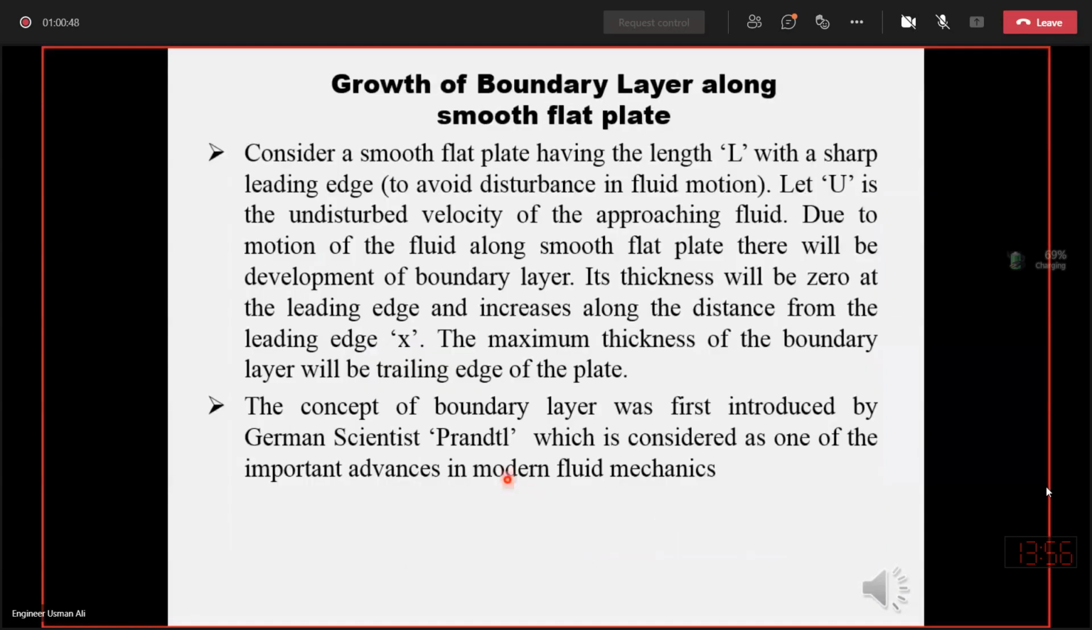The concept of the boundary layer was first introduced by the German scientist Prandtl, which is considered one of the important advances in modern fluid mechanics. Remember this, in modern fluid mechanics, we deal with the design of planes and other shapes, and also with the estimation of the power required to overcome the frictional drag of air and other fluids. So this frictional drag actually comes from the boundary layer.